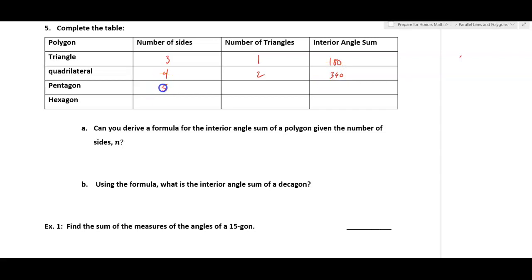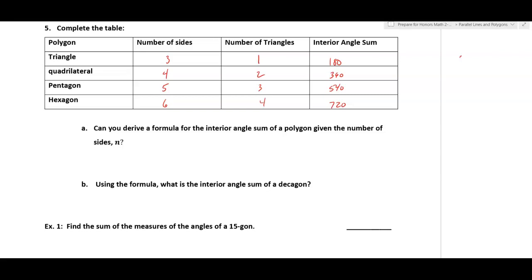A pentagon had 5 sides. We were able to break it up into 3 triangles, and the interior angle sum was 540. Now a hexagon, 6 sides, 4 triangles, right? And an interior angle sum of 720 degrees. There's 2 things that we have to see from this. Can you derive a formula for the interior angle sum of a polygon given the number of sides n?